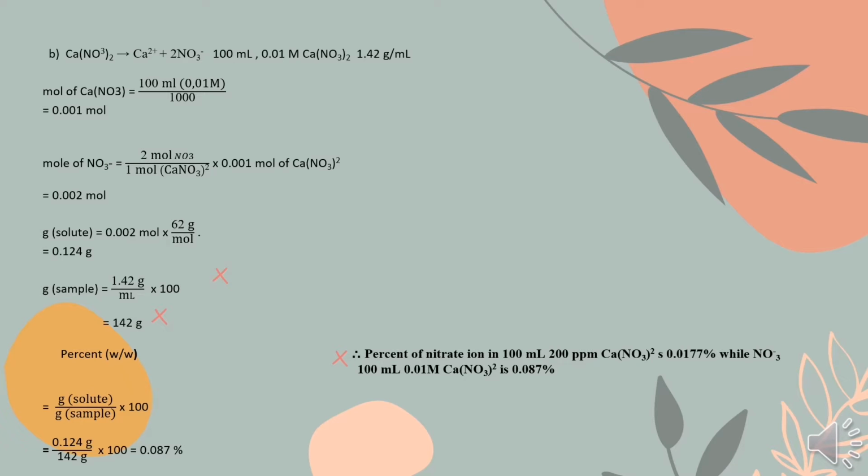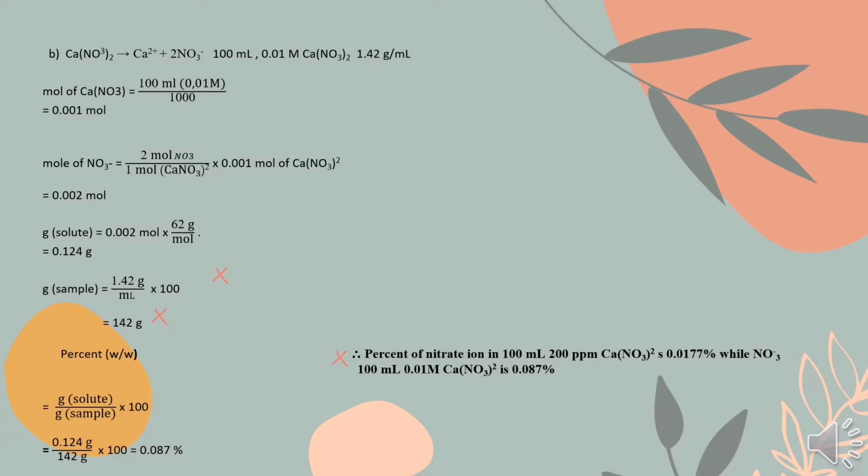Okay, next, this is the second part of question 1, with information given: 100 ml of 0.01 M calcium nitrate, and 1.42 gram per ml of density. First we must calculate mole of calcium nitrate, and we get the answer 0.001 mole. After that, we calculate mole of nitrate ion, and we get the answer 0.02 mole.